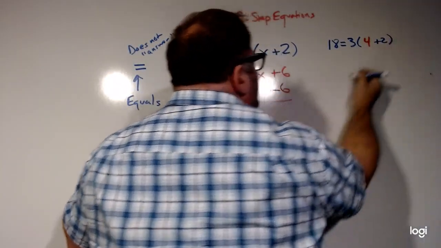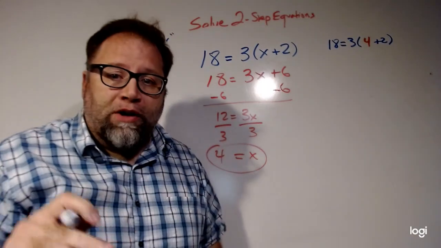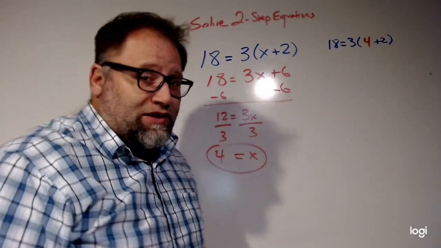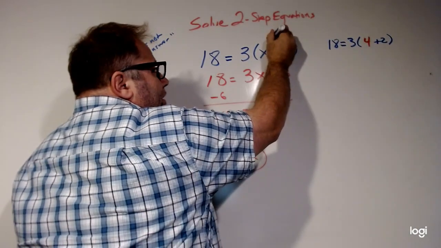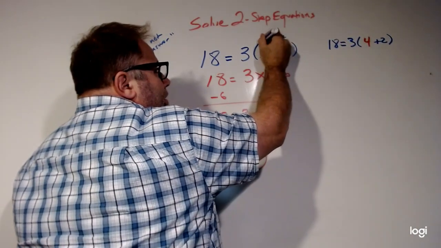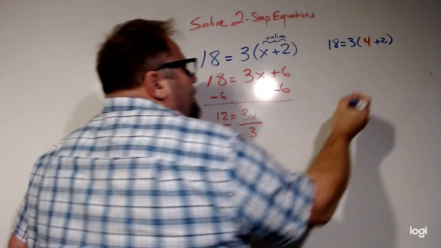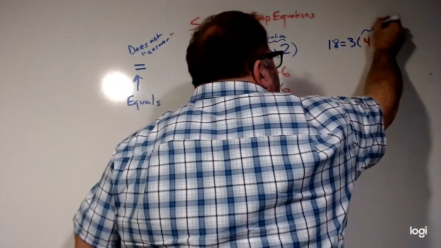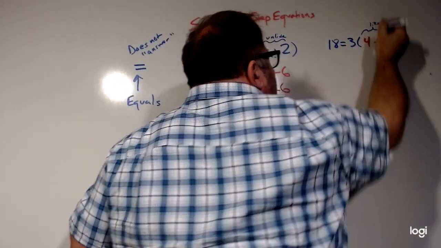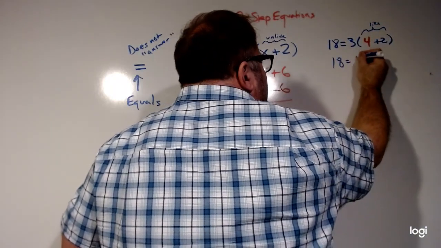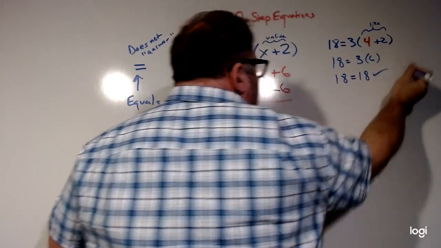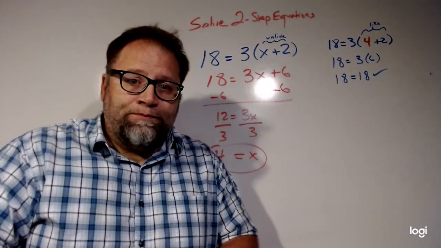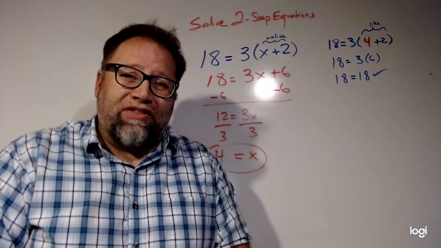plus 2. Now this one's a little bit simpler because we get to do what's inside the parentheses first. We couldn't do that here because these are unlike terms. But now they're like terms, which gives us 18 equals 3 times 6. 18 equals 18. And that checks. Okay, distribution's not that difficult.